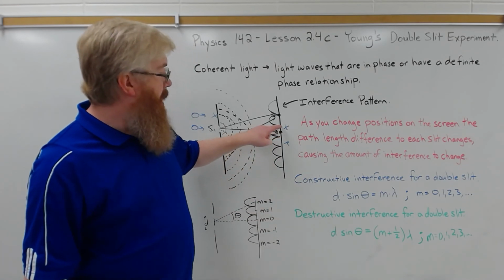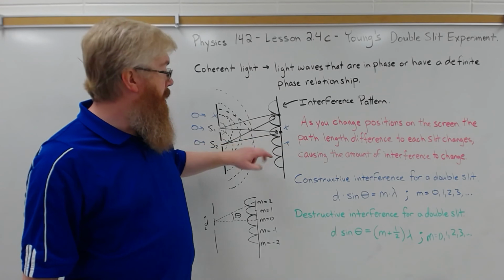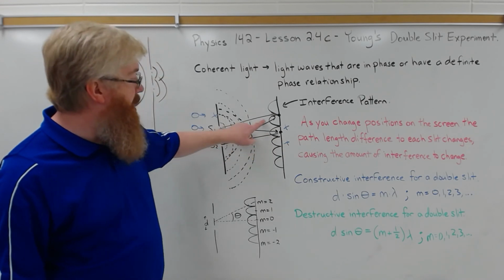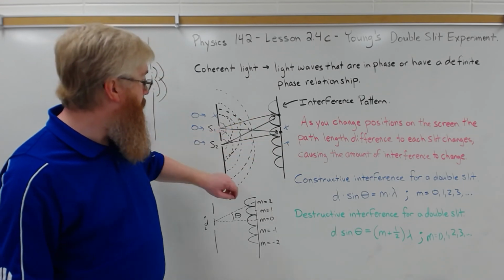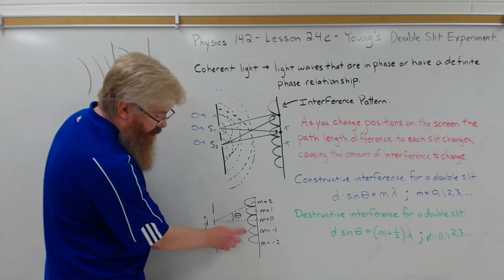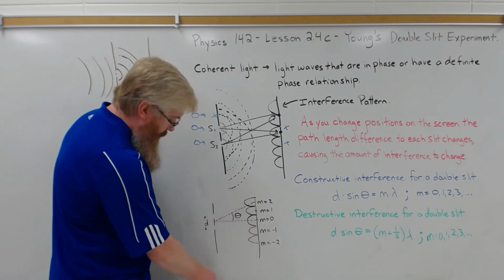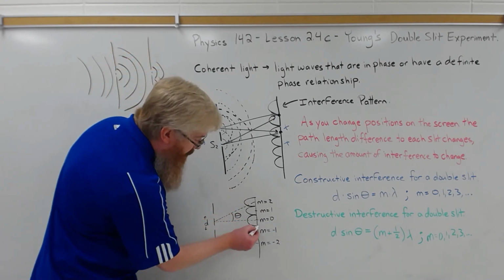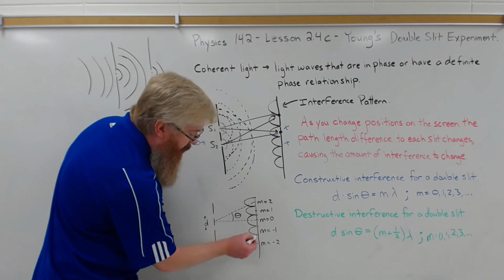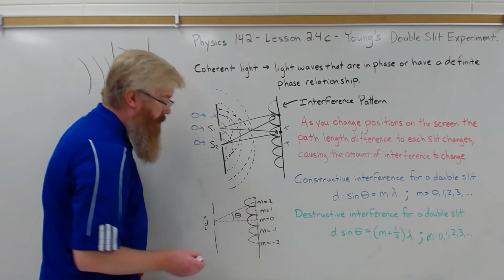Because the m equals 1 minimum is here, and the m equals 1 minimum is there on the other side. Here's the m equals 1 maximum, here's the m equals 1 maximum. So again, if this is 0, then m equals 1, m equals 2, m equals 1, m equals 2 maxima. The m equals 1 minima will be here for the first one. m equals 2 minima there. m equals 3 minima there, and so on.